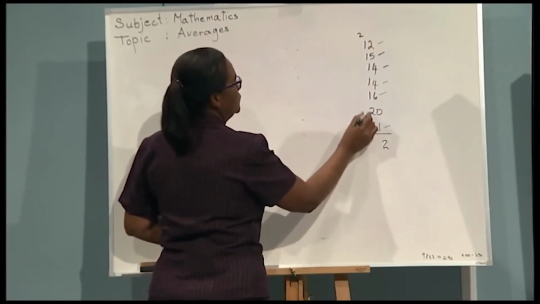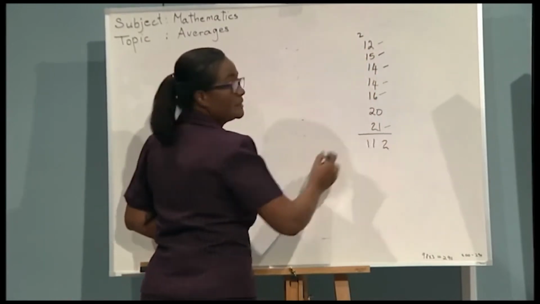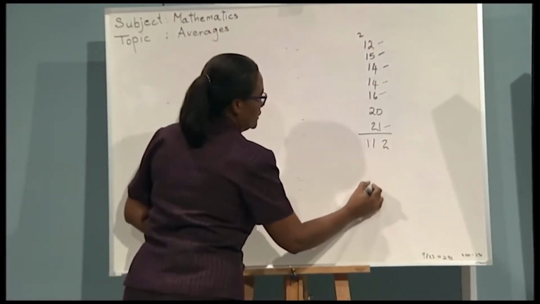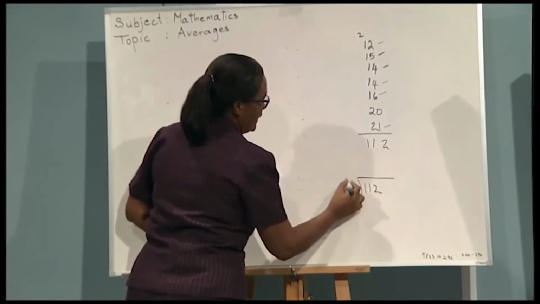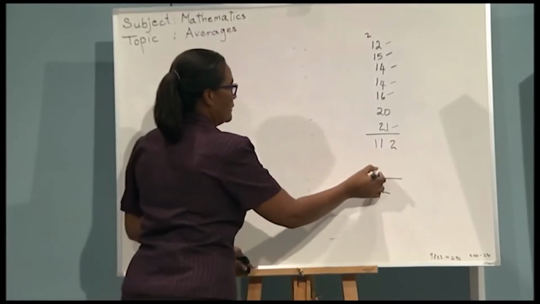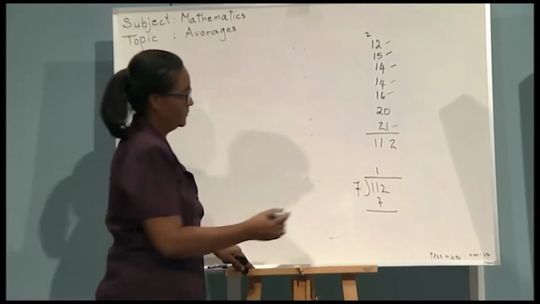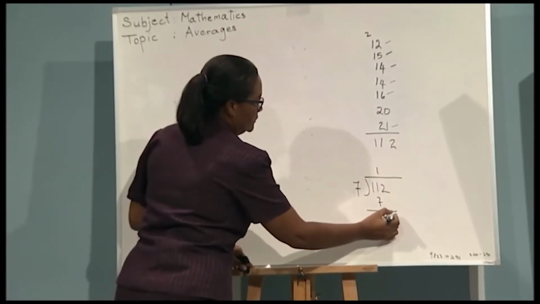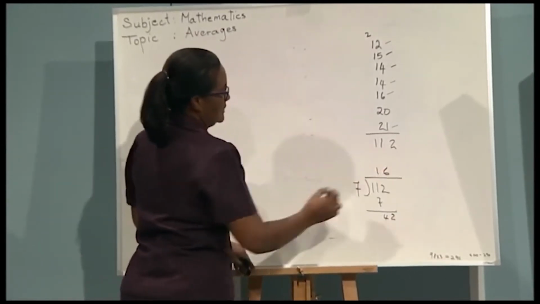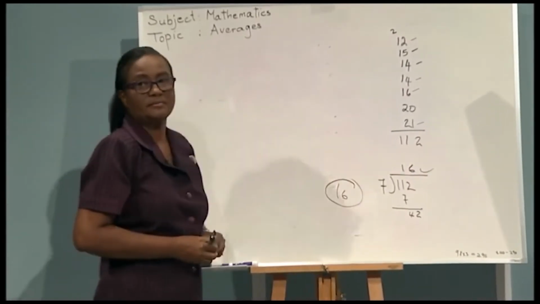Okay, 2 and 2, 4, 5, 6, 7, 8, 9, 10, 11. Okay. All right. So it would be 1, 12, and there were 7 values. 7 divided by 11 would give me 1 set of 7. How many is left? 4. 7 into 42, 6 times. So my answer is 16. Okay?